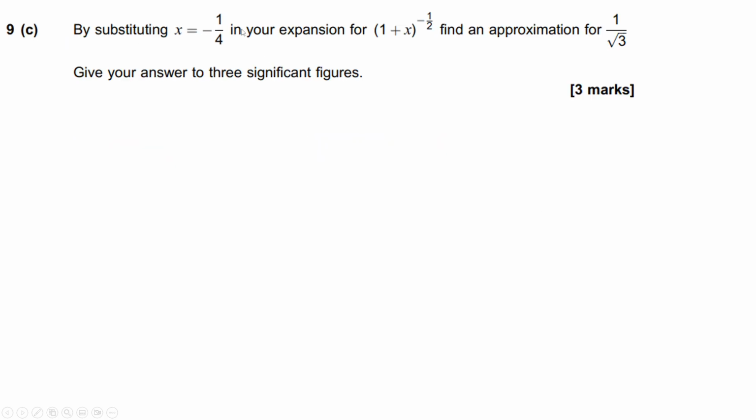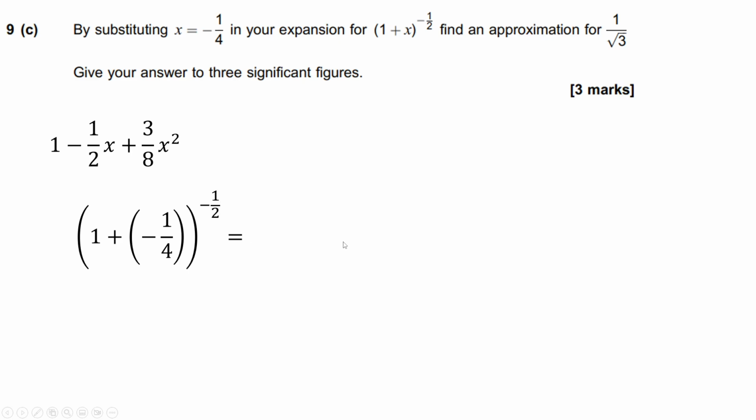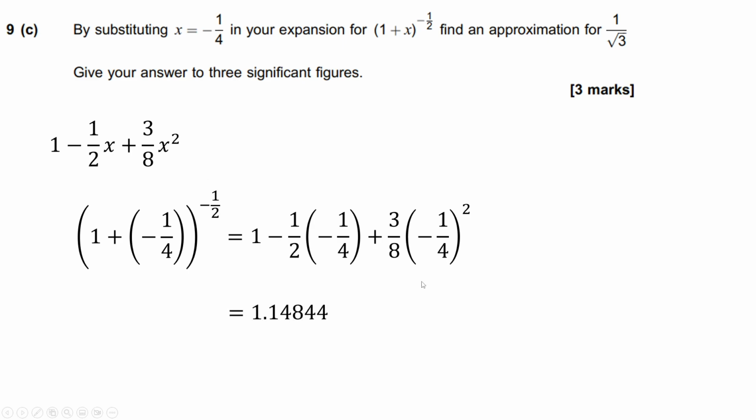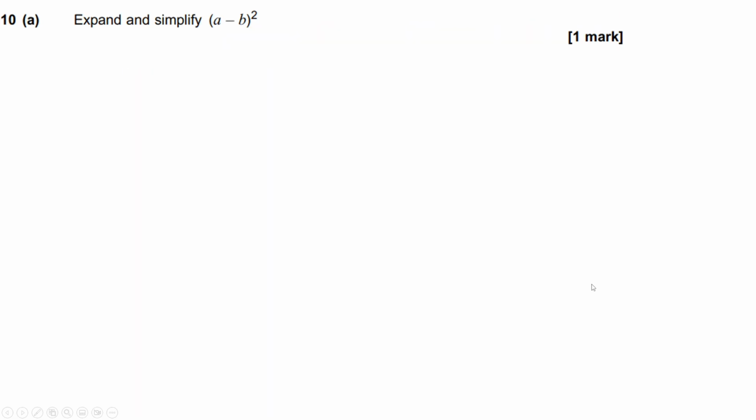By substituting x equals minus a quarter in for this expansion, find an approximation for 1 over root 3. Okay, this is the expansion that we got. We only did the first 3 terms because it's an approximation. If we plug in x equals minus a quarter into this, we'll get this to the minus a half. We'll simplify this side here. We get 1.14844. And then we'll also simplify this side. We're going to take the reciprocal because it's a negative power, and then square root it because it's to the power of a half. So we get 2 over root 3 equals this, but we want 1 over root 3, so we'll just divide by 2 on both sides, and we'll get that to 3 significant figures.